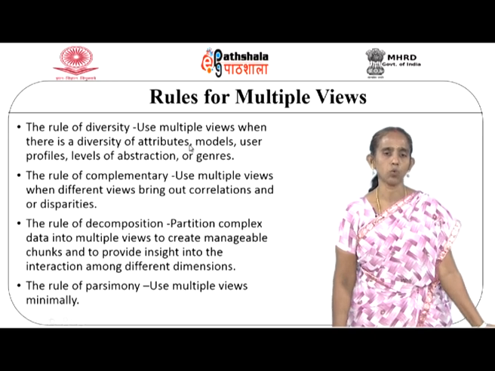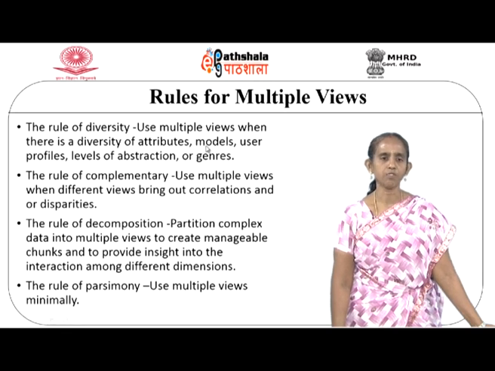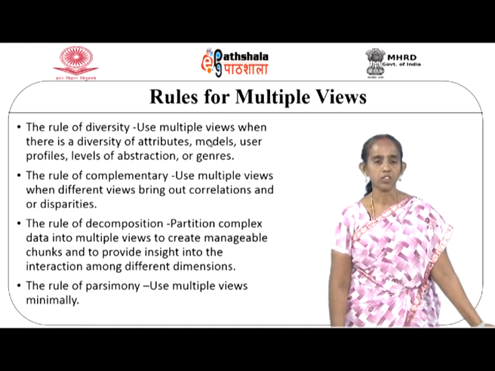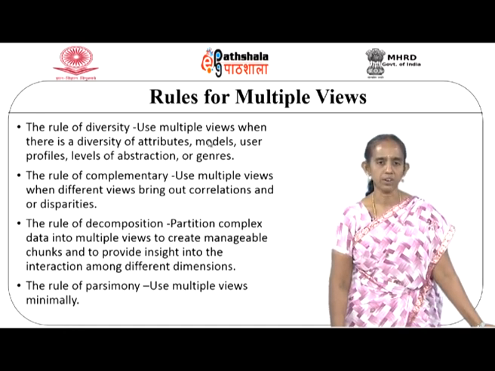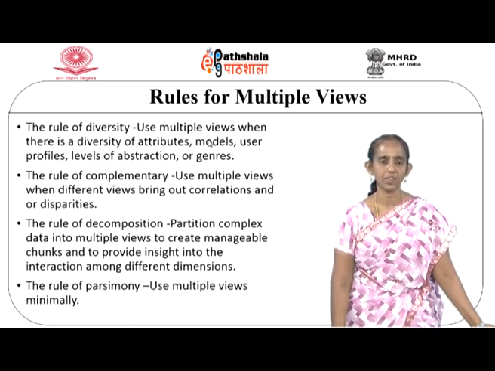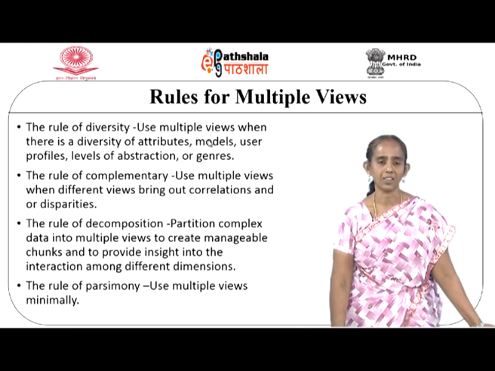The next one is the rule of complementarity, which states that we need to use multiple views when different views bring out the correlations as well as the disparities. The next rule is called the rule of decomposition, wherein we partition complex data into multiple views to create manageable chunks and to provide insight into the interaction among the different dimensions of the data. This is called the rule of decomposition, since we are dividing the data into various forms to create manageable chunks out of the data that we have.